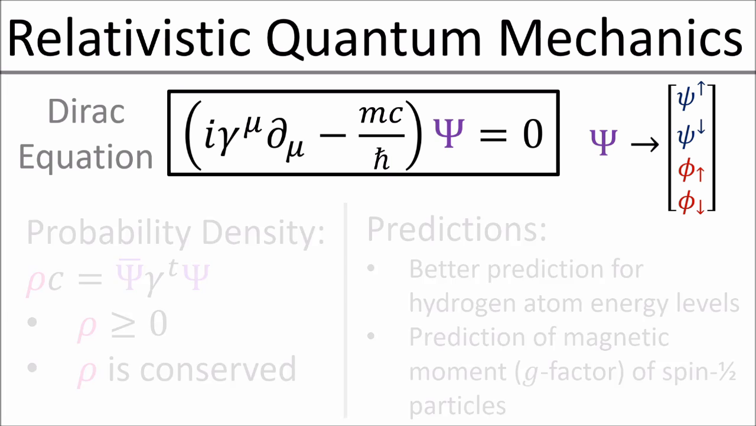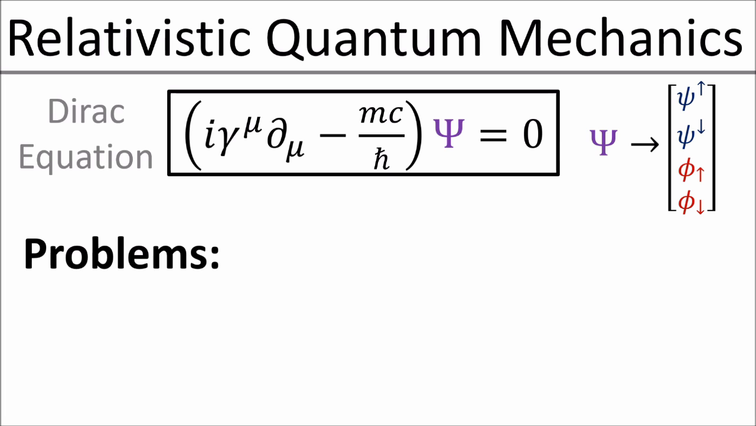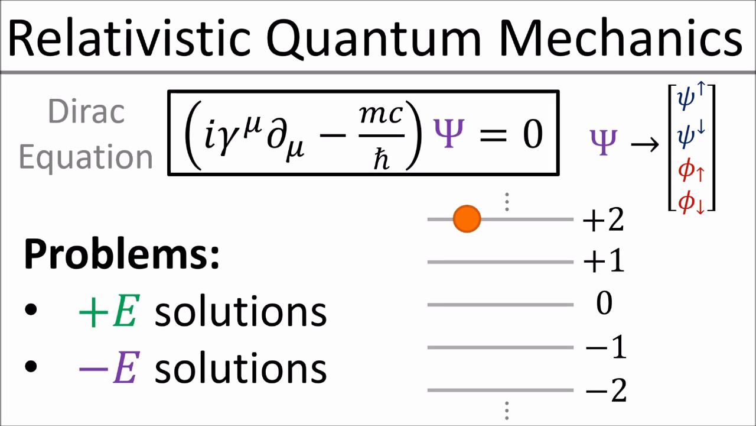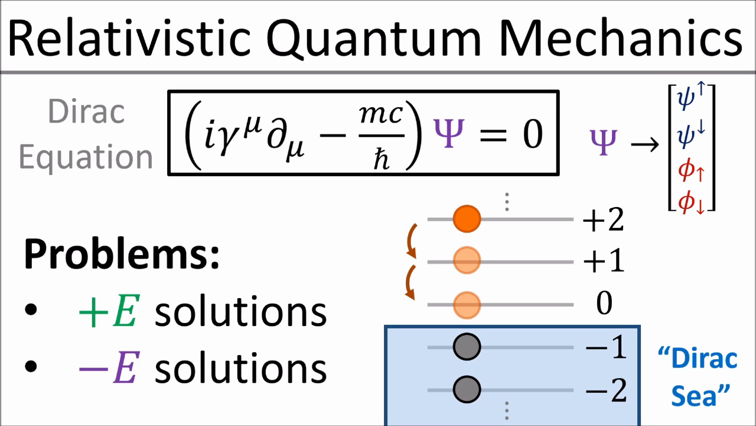However, the Dirac equation still has some problems. The biggest problem is that there are both positive energy and negative energy solutions to the Dirac equation. This means that, in theory, a particle at some energy level could drop down to the next energy level, and then the next one, and on forever, releasing an infinite amount of energy, which doesn't make sense. Dirac tried to fix this problem by proposing that the negative energy states were all already occupied by an infinite number of particles, an argument that was later called the Dirac sea. But this argument is pretty suspicious.